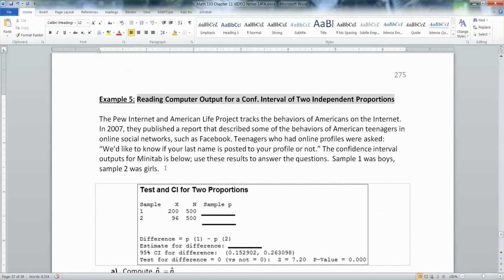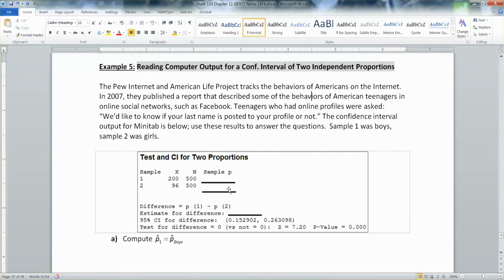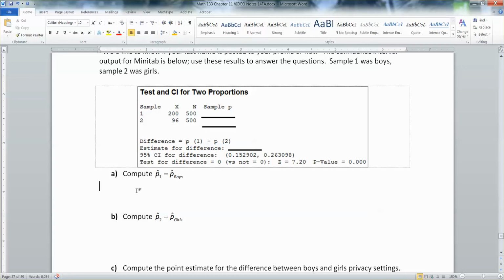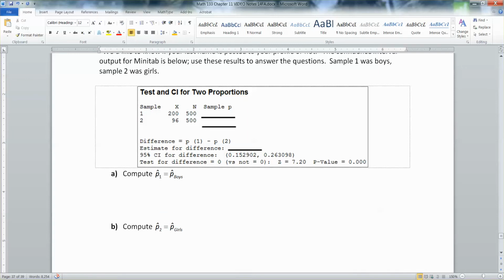All right, and notice sample 1 was boys and sample 2 was girls. Minitab is terrible about that. It won't tell you which one's which. It has to be written somewhere. All right, so we have a lot of information here. I've just happened to block off a little bit of it for us just so we could practice. Otherwise it's sitting right there, and where's the fun in that?